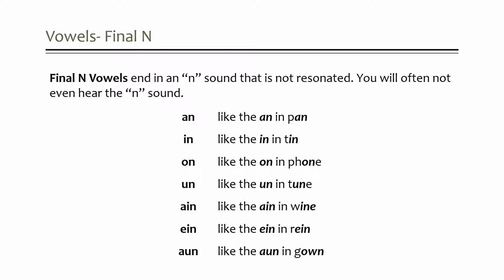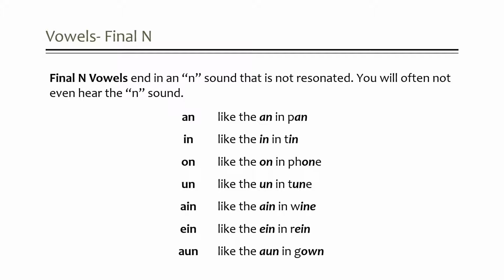The next vowel we're going to talk about I'll refer to as a final N vowel. A final N vowel is a vowel that ends with the sound of the letter N, but the sound is not resonated. In other words, the N sound is only started but not finished. Now these are going to sound a lot like the French language nasal vowels. When listening to the pronunciation, sometimes you may not even hear an N sound.